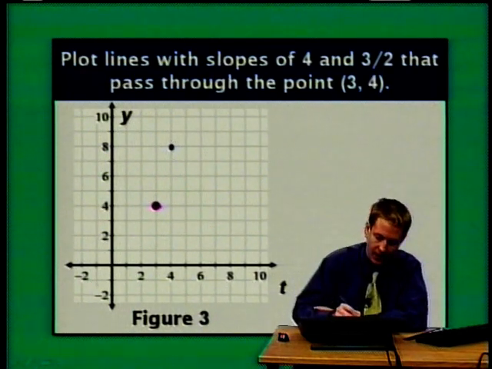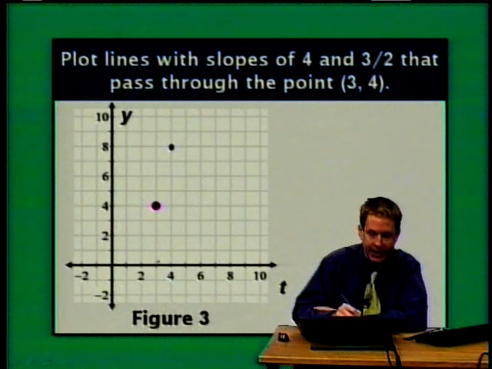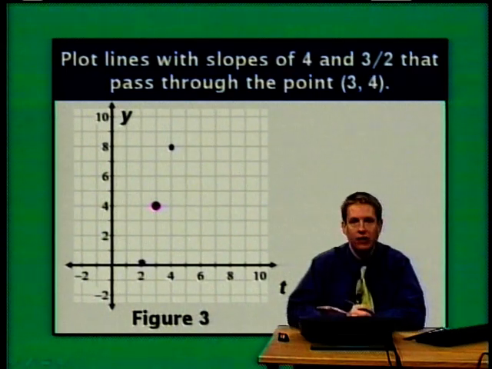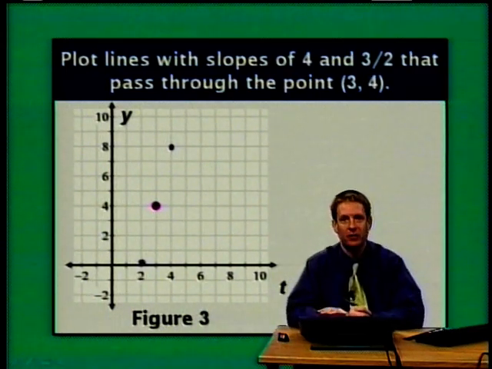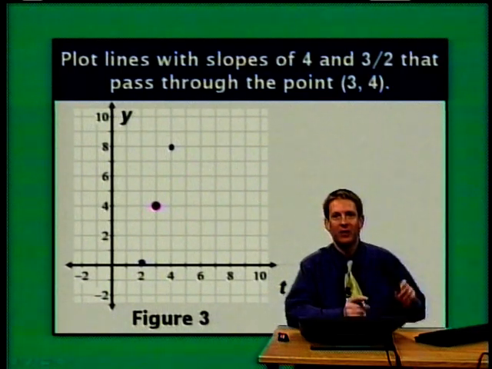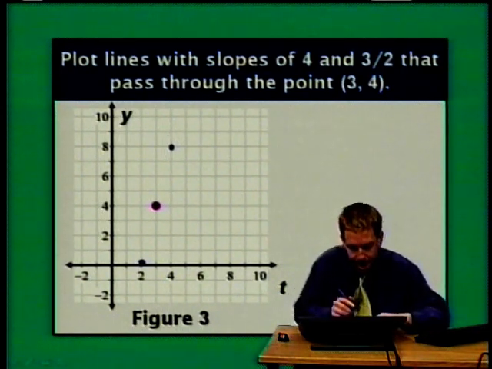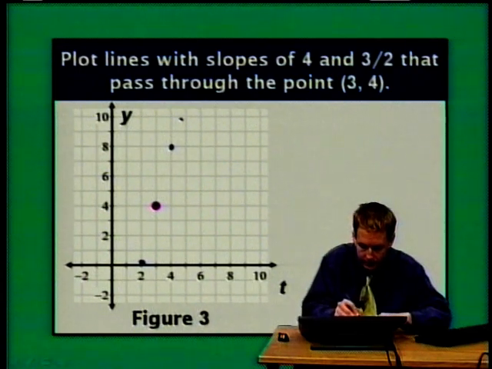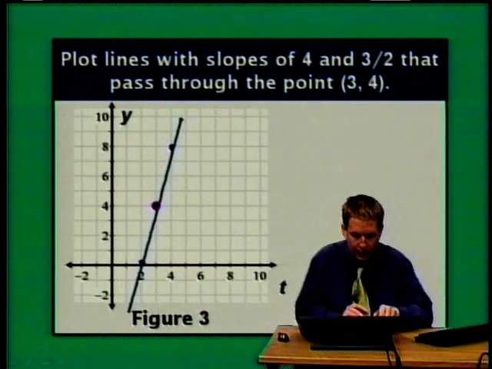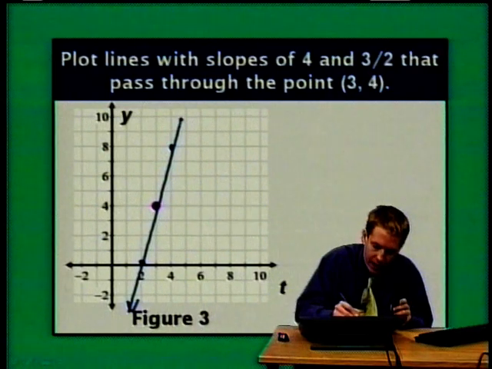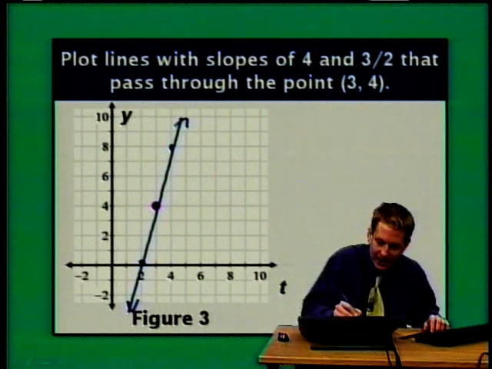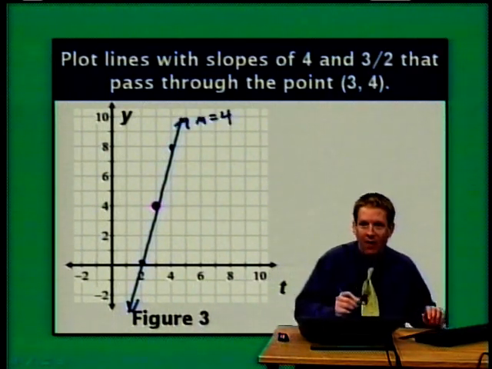Similarly, if I start at the point (3, 4) and I make a rise of negative 4 and a run of negative 1, I also will have a point that makes a slope of 4 with the point (3, 4). Let's get out our ruler and see that these points do connect to a line. Sure enough, they do. So here's our line with a slope of 4.